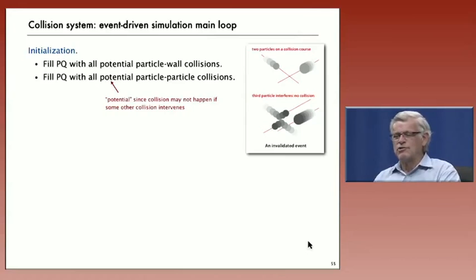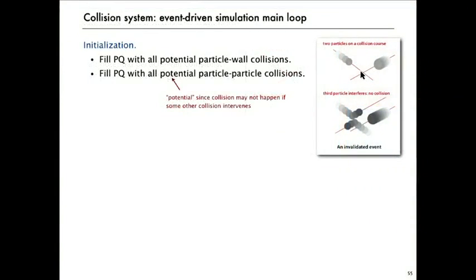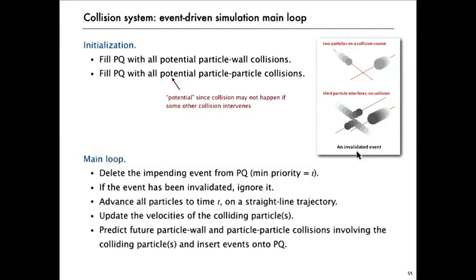Now, all collisions might not happen. So we might have two particles that are on a collision course, and we're going to predict that point for both of those particles, even right at the beginning. But it might be the case that there's a third particle that knocks one of those out before that happens, and that event would be invalidated. So the simulation has to be careful to take that into account, but that's not difficult to do.